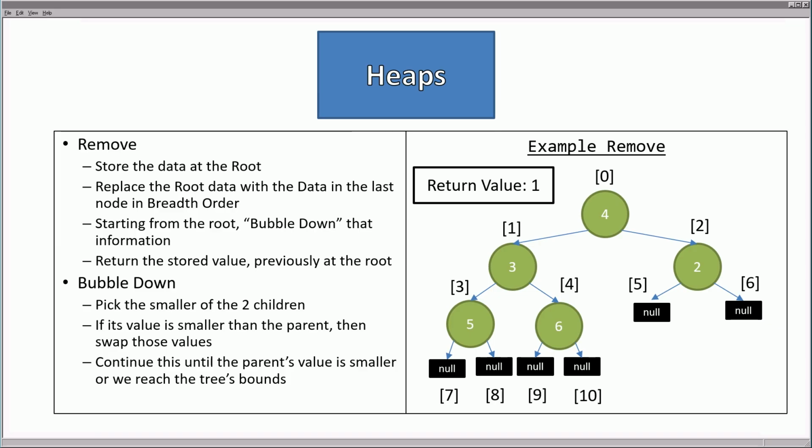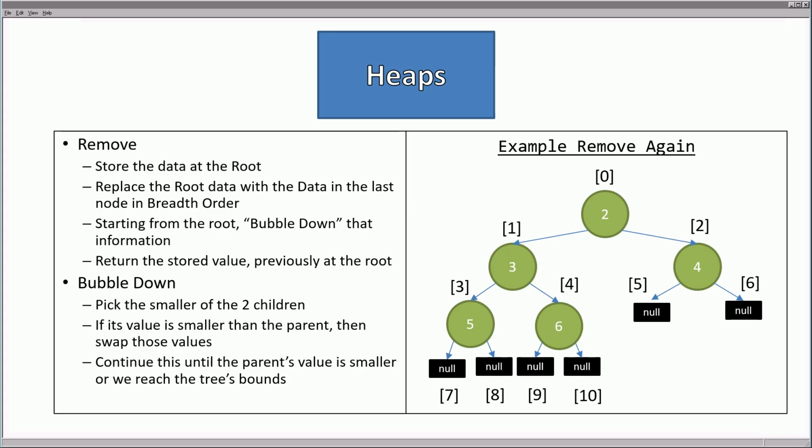Now that we've done that, we need to start bubbling down by looking at the two children, the left and the right. Which one is the smaller child? The right one. Now, is the parent greater than the child? It is. So we need to swap. And now we're done because we're at the bounds of the tree. And once we finish that, we return that value.